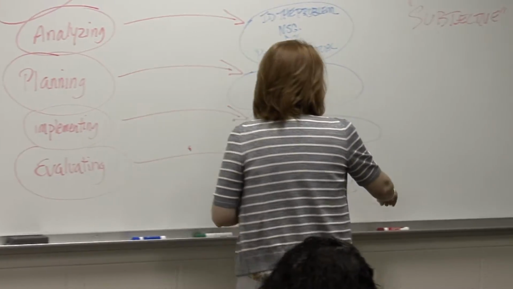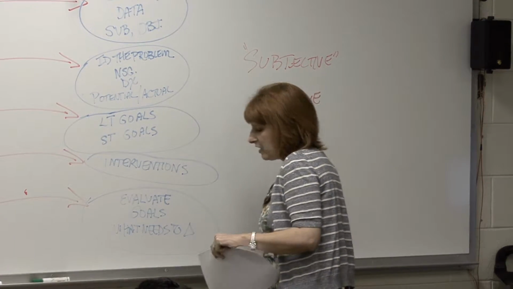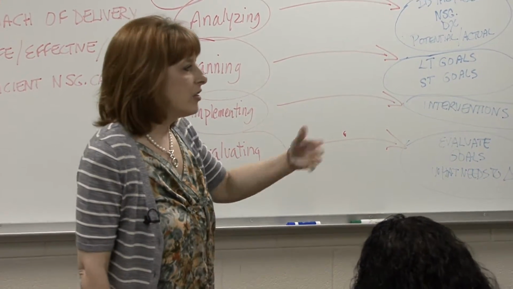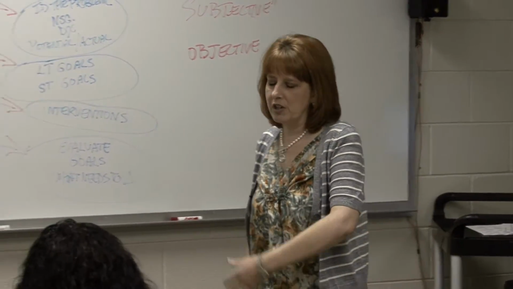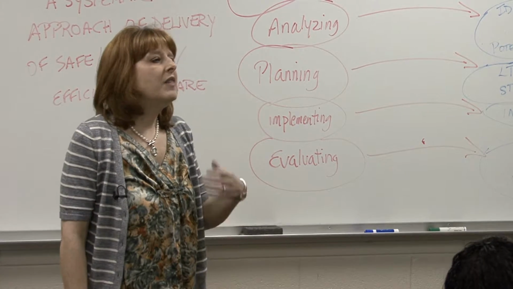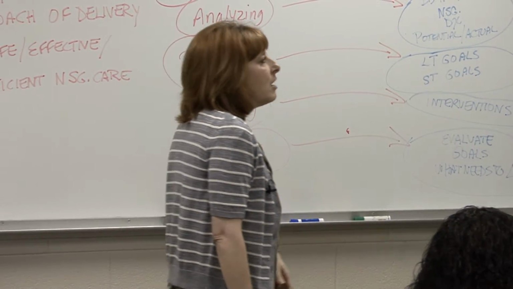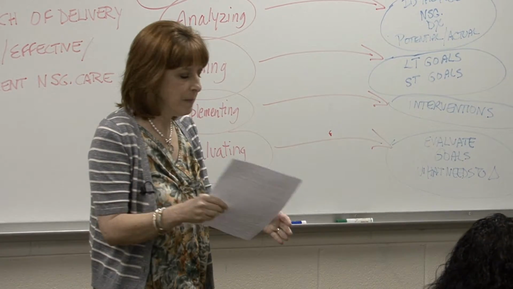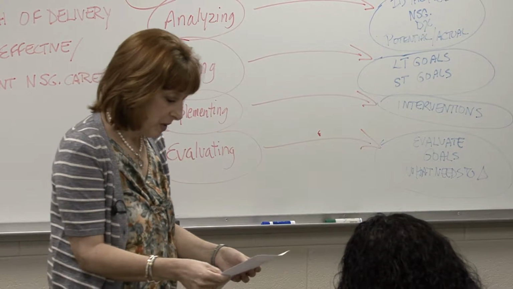The other part is objective information. Objective, okay? So objective information is information like vital signs. A physical assessment: lungs clear, heart sounds normal. Vital signs: temperature 98.6, blood pressure 120 over 80, pulse rate 60 and regular, respiratory rate 14 and non-labored, okay? That's all objective information. Lab values would be objective information, okay? Medication that the patient is taking, that would be objective information. Okay, so do you see the difference between the two? Okay, so that's part of your assessment, your subjective and objective information.